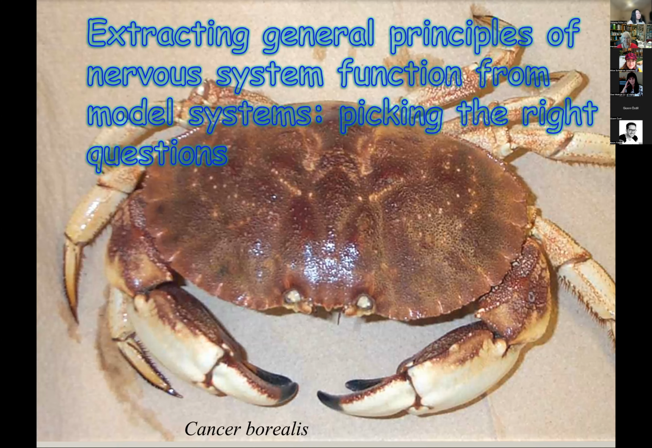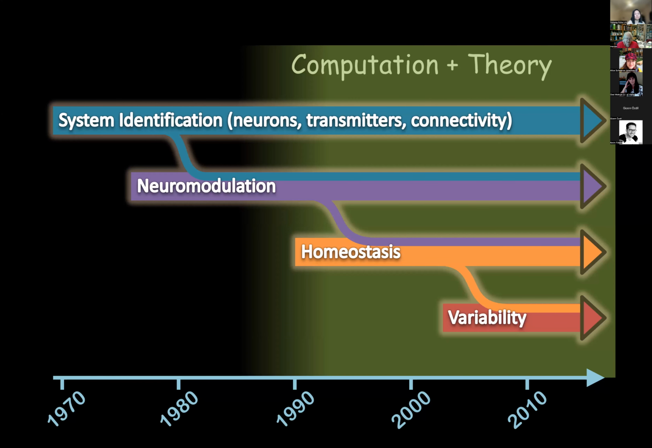Just to give you a sense of my career, I started graduate school in 1969. In the first part of my career, I did what we could call system identification: neurons, transmitters, connectivity. That kind of analysis of circuit function has been part of the work in my lab all this time. In the late 70s, early 80s, we started working on neuromodulation, and that has continued throughout the rest of my career.